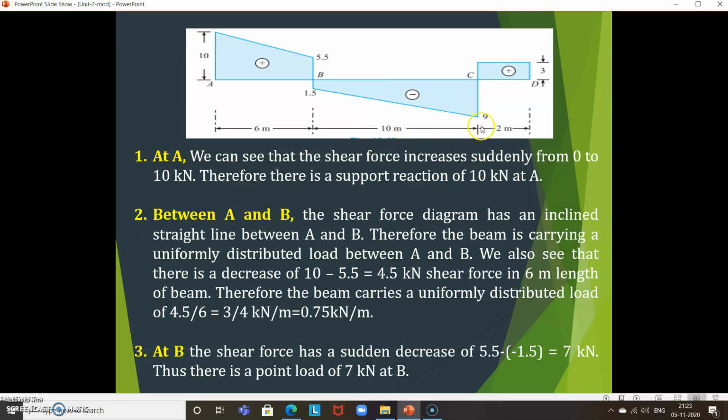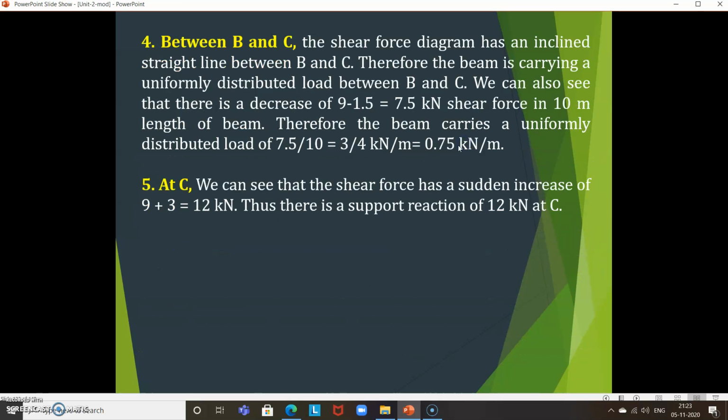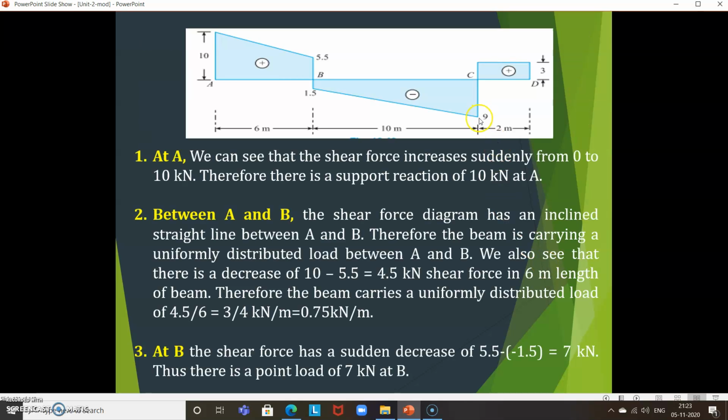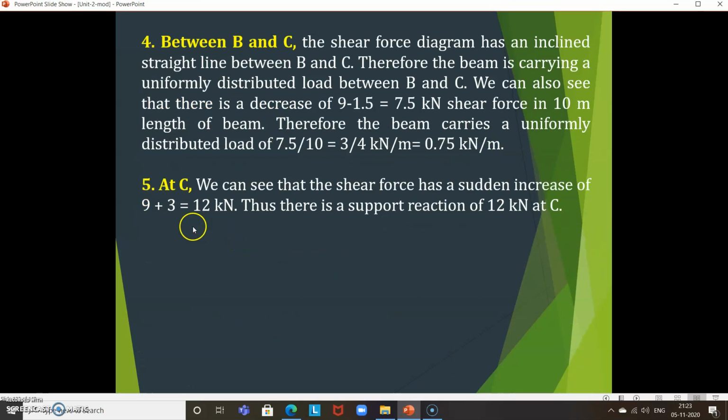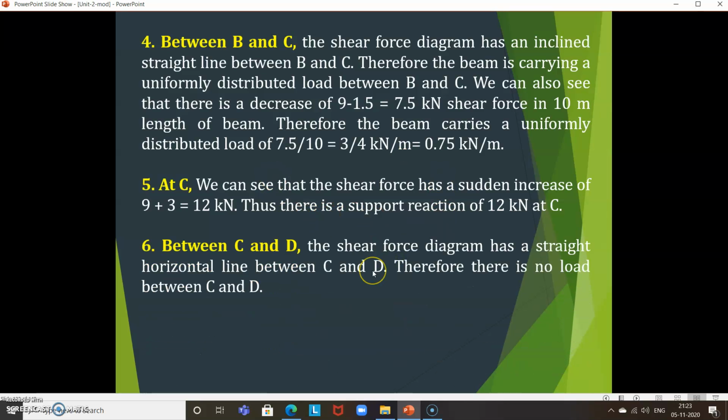Then at C, you can see that there is a sudden increase of 3 kilonewton. Here it is minus 9, it increases to plus 3. So 9 plus 3 becomes 12. So in total it is 12. Thus there is a support reaction of 12 kilonewton at C.